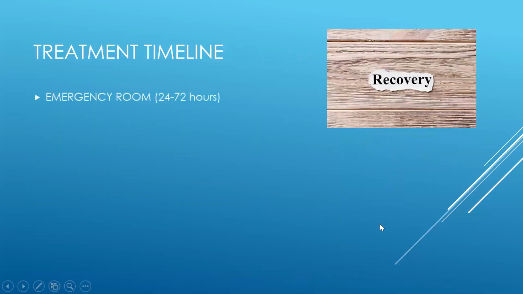So in terms of that treatment timeline, again, we have the initial emergency room admission. You have to be cleared, at least in Massachusetts, by an emergency room doctor before you can be admitted to a higher level of substance use treatment. That could be anywhere from a couple of hours to sometimes 24 to 72 hours. It also depends on if you are developing any signs of risk of having any type of withdrawal seizure.